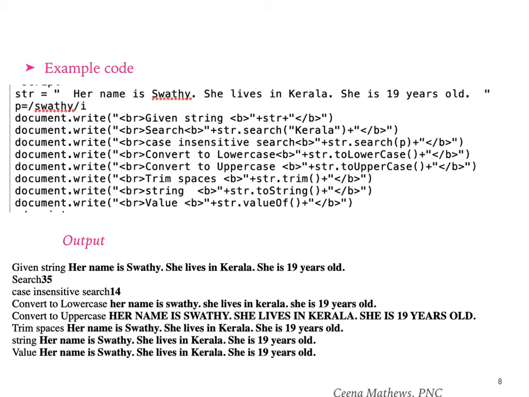And the next document.write converts the given string to lowercase, and the next one converts it to uppercase. You can see in the output. And the next one trims spaces in the given string. In the string, I have used spaces at the beginning as well as at the end, and trim will remove the spaces at the beginning and end and display it in the output. And the next one is string.toString, which just displays the given string. valueOf also displays the string as such.